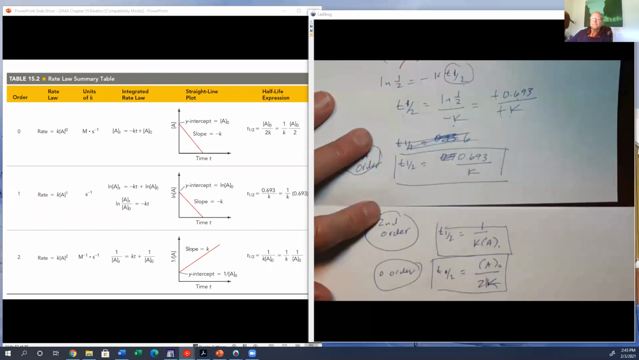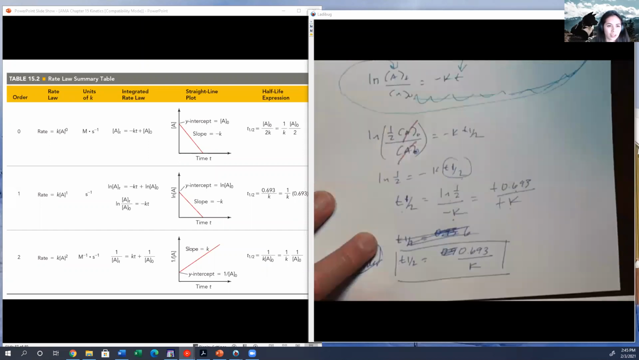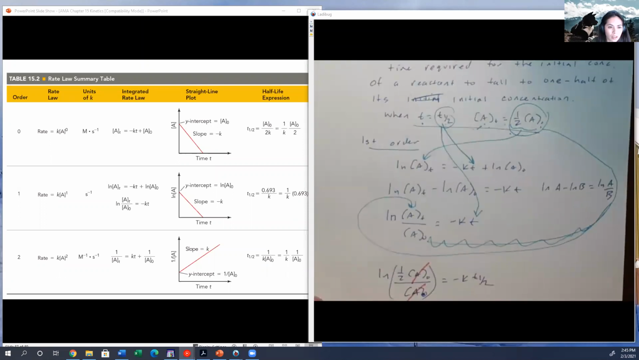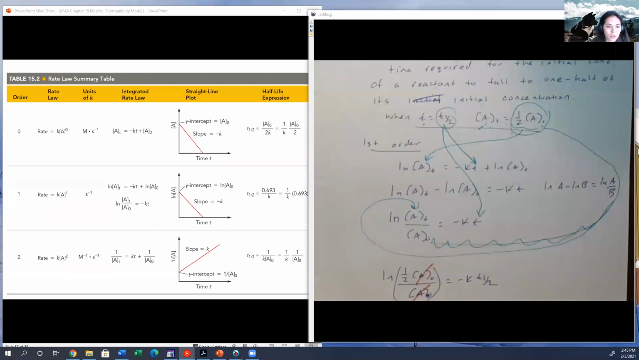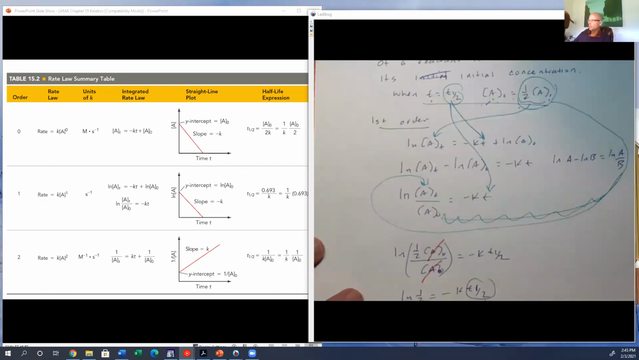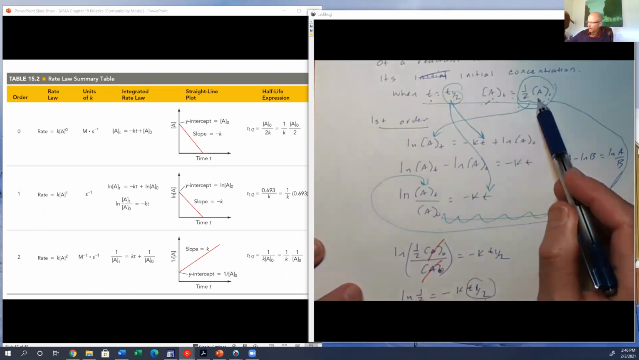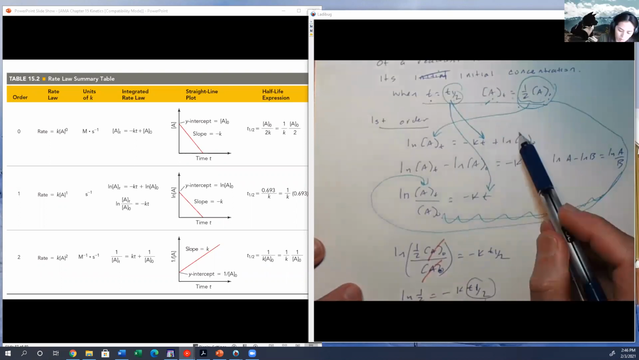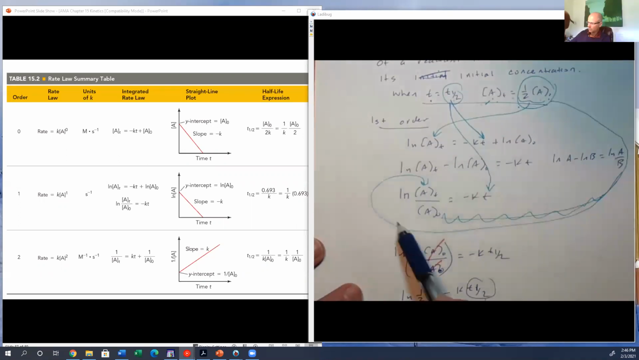Diana. I had a question on how you did first order. Do you mind scooting up the paper a little bit? I don't know if I copied it right. So you have ln of the concentration at t over the initial, right? And then they just cancel each other out. They cancel each other out when I substitute A of t is equal to 1/2 A of 0 into here, right? Then I get 1/2 A of 0 over A of 0, and those cancel out. So that's how come the initial concentration cancels out.